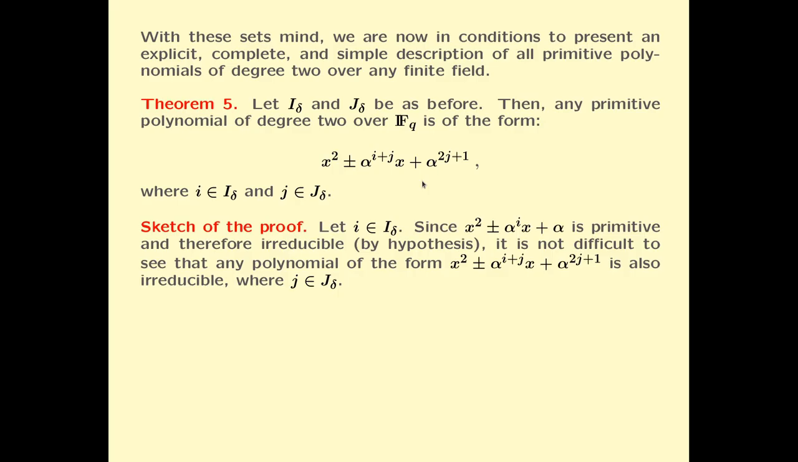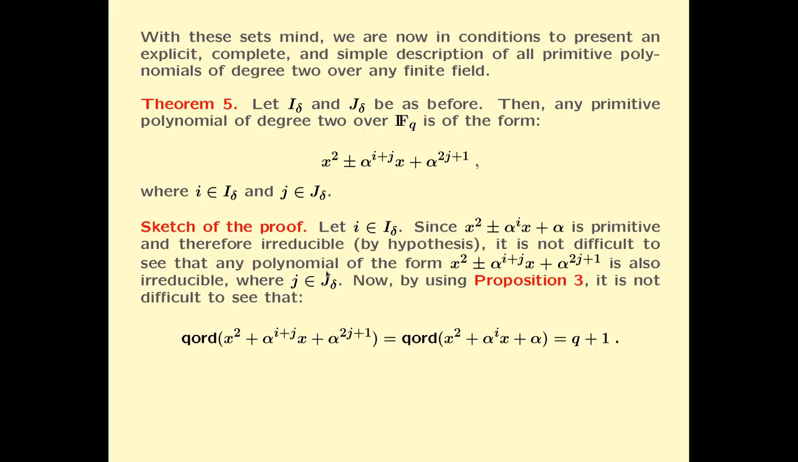The following is a sketch of the proof. Let I be an element in the set capital I delta. Since this polynomial with this particular form is a primitive polynomial and therefore an irreducible polynomial by hypothesis, it is not difficult to see that this other polynomial with this other form is also an irreducible polynomial if the exponent J is taken in capital J delta. Now, by using proposition 3, it is not difficult to see that these two polynomials have the same quasi-order, which is equal to Q plus 1.